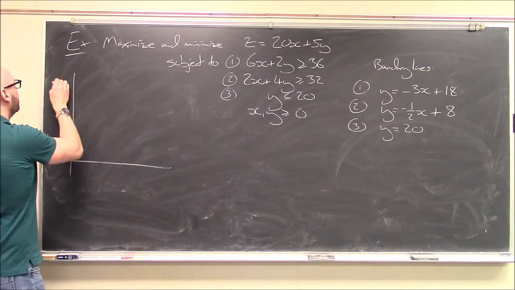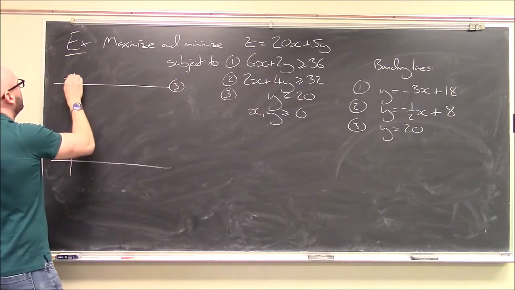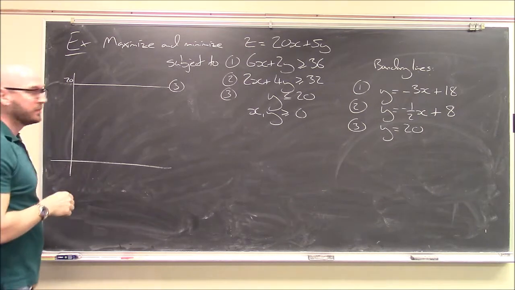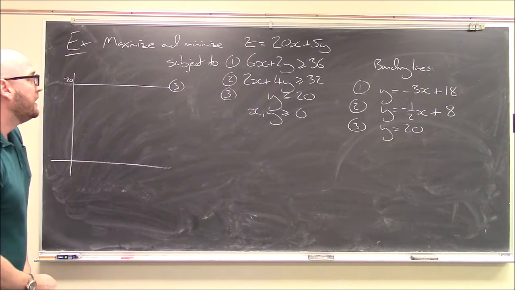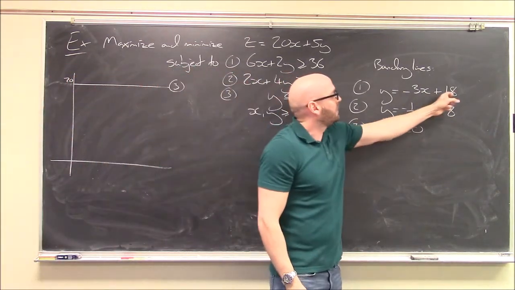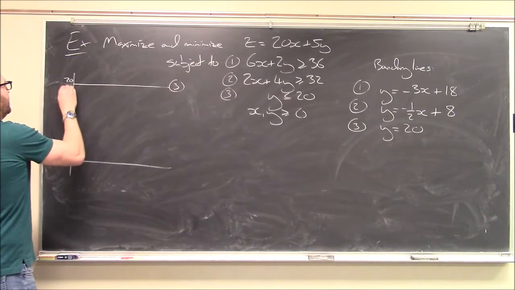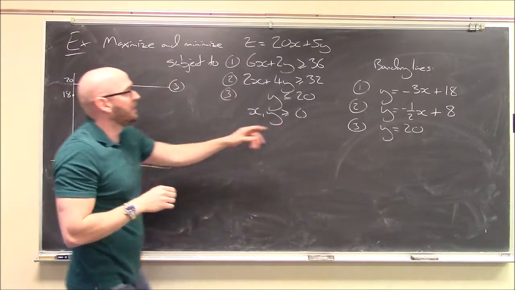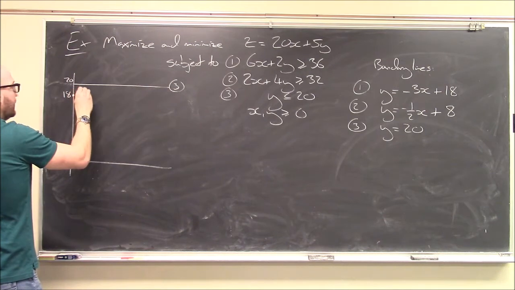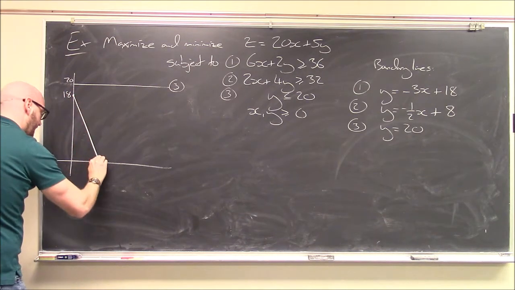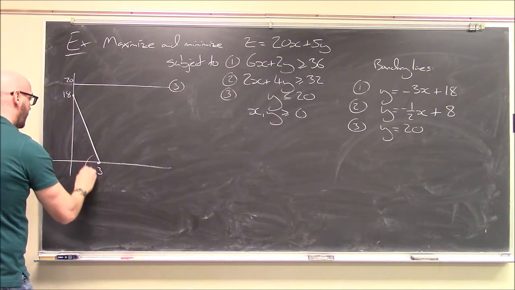Y equals 20 is easy, that's just up here. There's boundary line number 3, 20. Again, just erasing this part because I only care about the first quadrant. Boundary line number 1, y-intercept 18, slope minus 3. So that's going to go from 18, slope minus 3, y is 0 and x is 3. So 18 to 3. Right here. This is boundary line number 1.